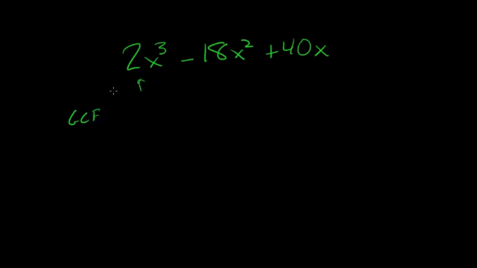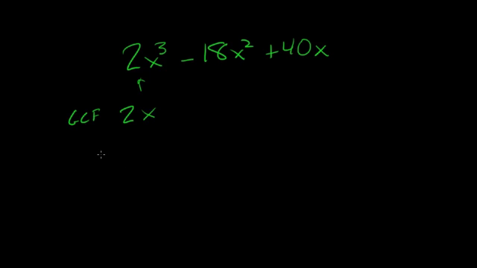My last example is something like this. 2x cubed minus 18x squared plus 40x. As you can see, this coefficient is not a 1, so this makes this a little bit more challenging, or makes it something that should give us pause. But first thing, what is the GCF? See if we can figure out the GCF for this. For 2, 18, and 40, it's 2. For x cubed, x squared, and x, it's x. So the GCF is 2x.